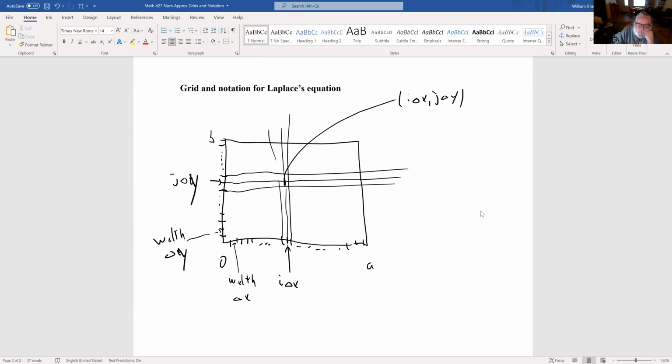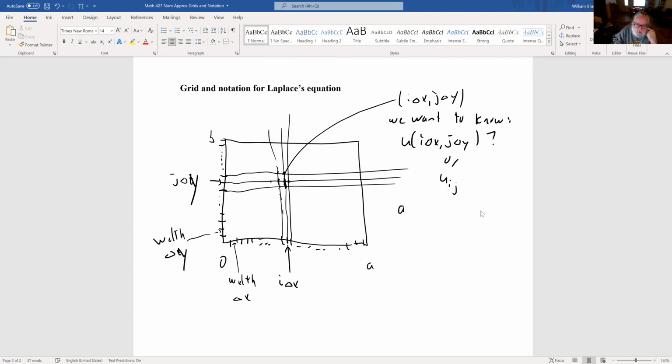And we want to know what is u of i delta x, j delta y, or again, we'll call that u i,j. i is the x coordinate, j is the y coordinate. But for this point, we're going to have to use these 4 points to determine what's going on at that point. And then this one here will be determined by these points. And you can see that that works its way out to the boundary.